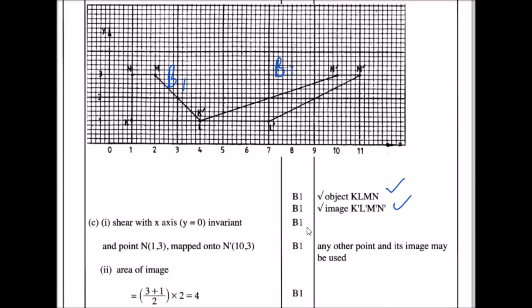By stating the transformation, you get a bonus point. Then you get a bonus point when you describe the point that is changing. So this is another bonus point. And finally, you get a bonus point for calculating the area. So those are the marks that you score in that part.